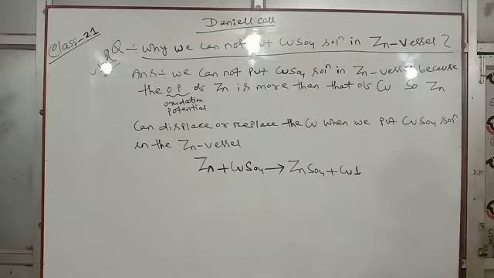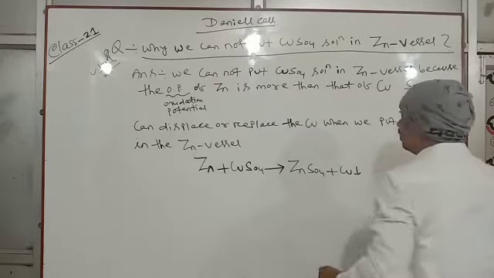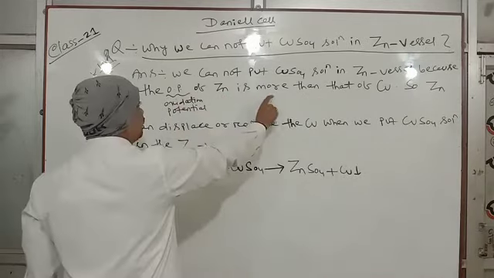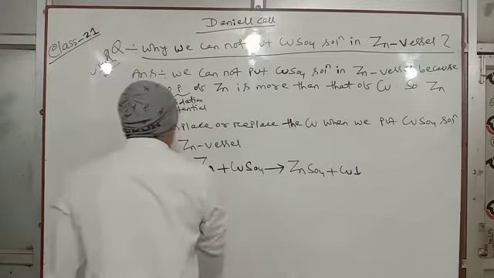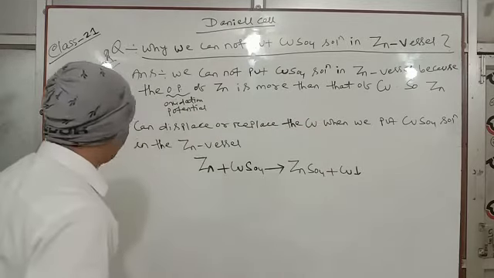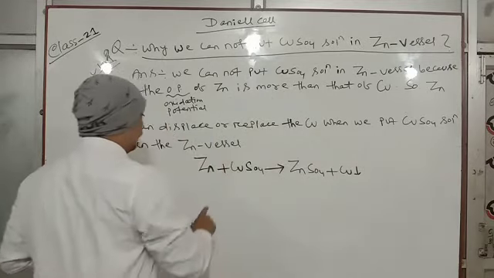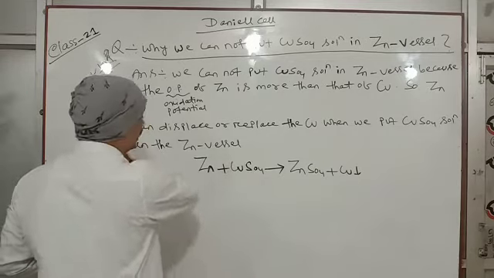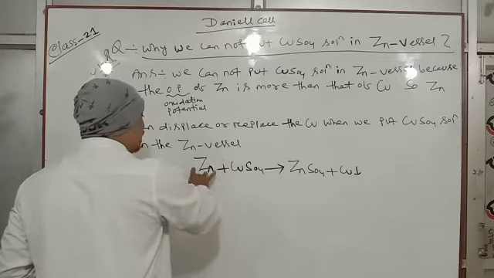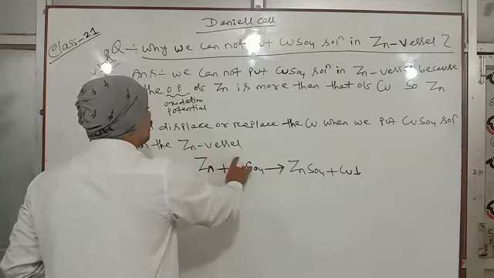Look at, we cannot put copper sulfate solution in zinc vessel because the oxidation potential of zinc is more than that of copper. So zinc can displace or replace the copper when we put copper sulfate solution in the zinc vessel. Zinc is more reactive than copper, so zinc will displace copper, but copper will not displace zinc because the oxidation potential of zinc is more than that of copper.